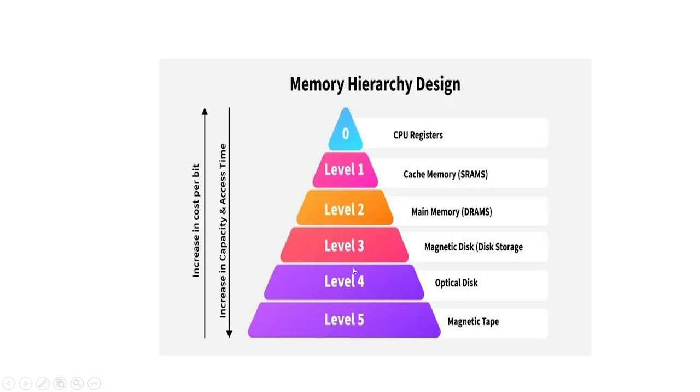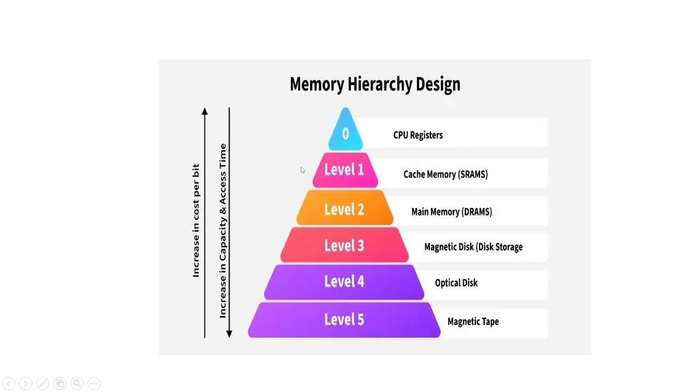Considering the difference between level 5 and level 0, level 5, the magnetic tape, holds a large amount of data compared to the CPU registers. The CPU registers hold data based on the number of flip-flops used to design the CPU register. So the capacity and the access time increase from top to bottom here.